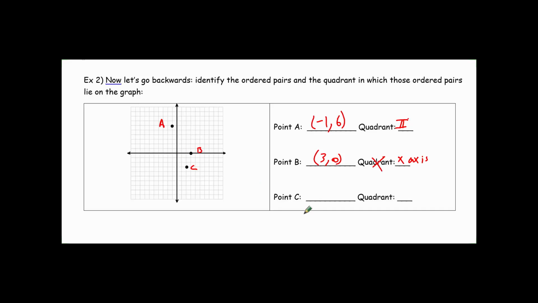So where's C? Try first. You should pause it, write down C, and then double check it. So my answer is: right 2, down 1, 2, 3. So (2, -3), and it's in quadrant IV.